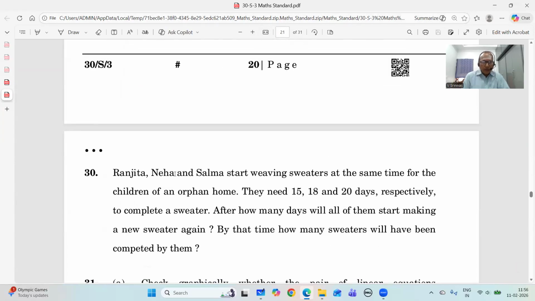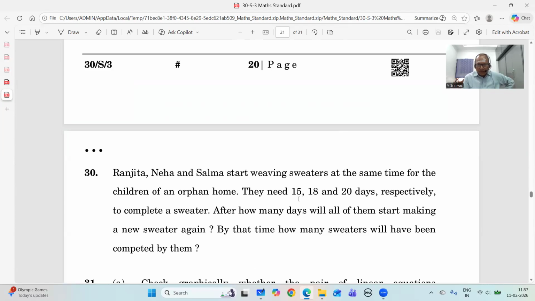Question number 30. Ranjita, Neha, and Salma start weaving sweaters at the same time for the children of an orphan home. They need 15, 18, and 20 days respectively to complete a sweater. After how many days will all of them start making a new sweater again? By that time, how many sweaters will have been completed by them?